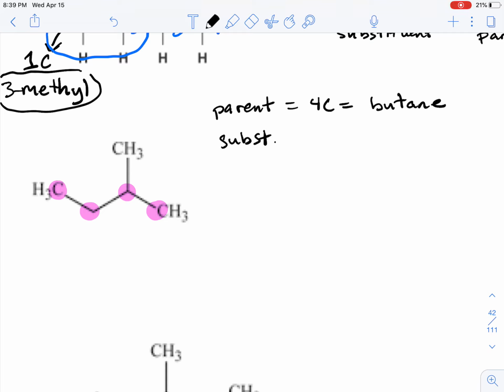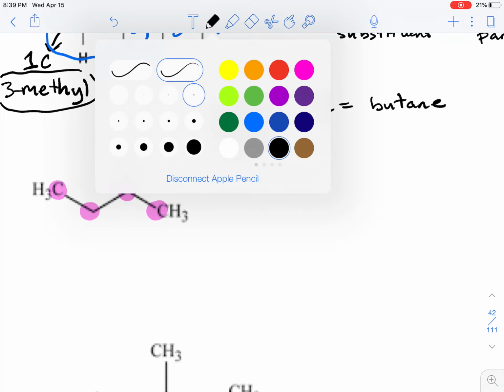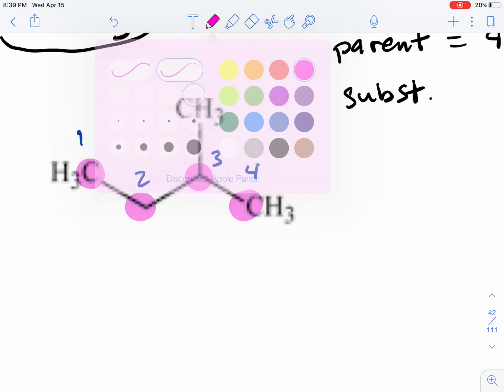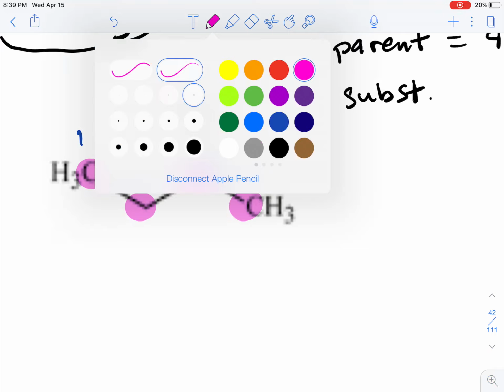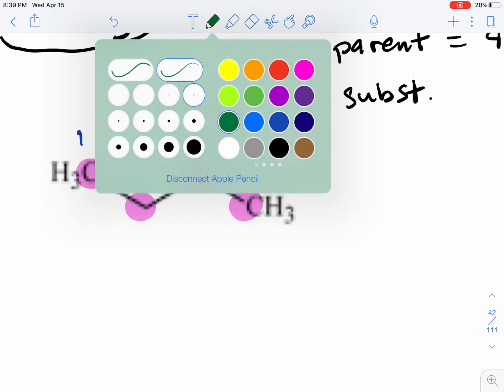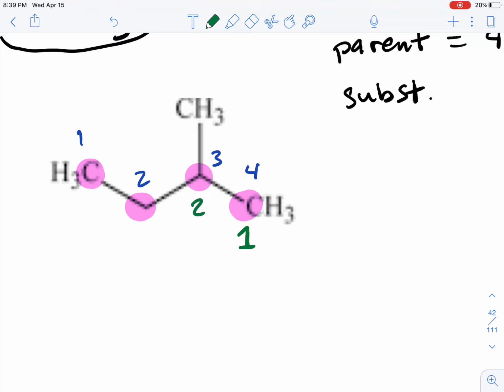Now there's a couple ways that we can number this. Zoom in here. I can go 1, 2, 3, 4. Or I can go 1, 2, 3, 4. I don't know if you guys can see that green, so let me just do a different color. 1, 2, 3, 4. Now the substituent is right here.